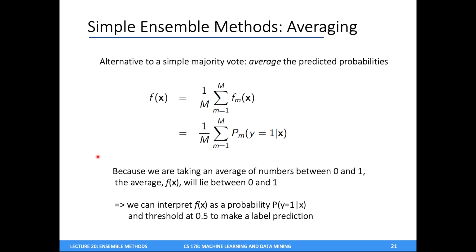Okay, because we're taking an average here of numbers between 0 and 1, the predicted probabilities, the output here, this f of x, will again be a predicted probability, some number between 0 and 1. So what this means is we can interpret f of x, the average probability, again as a probability of the label being y equals 1, given some data point x. And of course we can threshold this, f of x with no subscript, at say 0.5 to turn it into a hard label now.